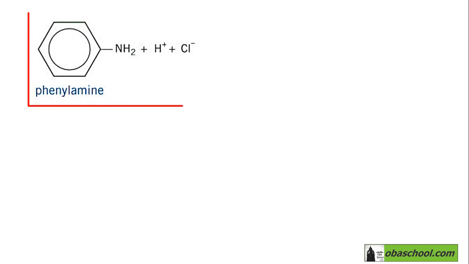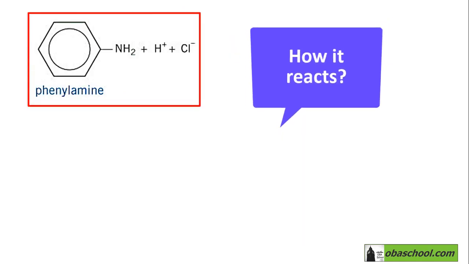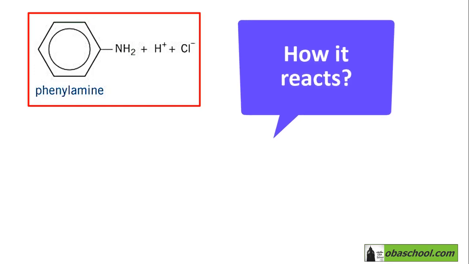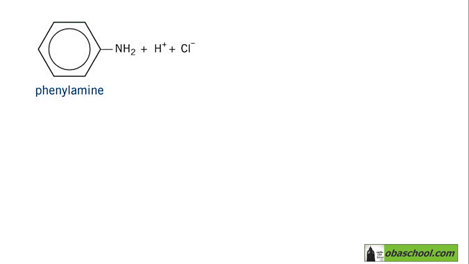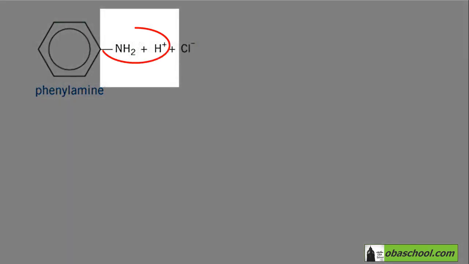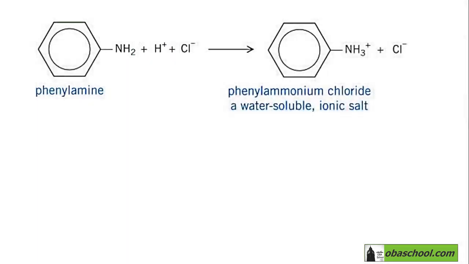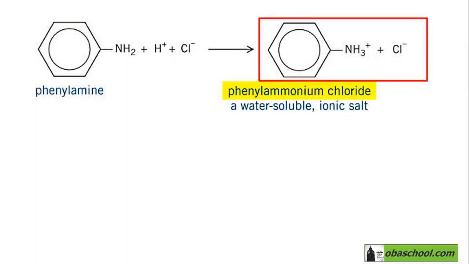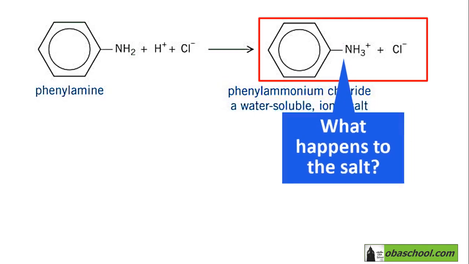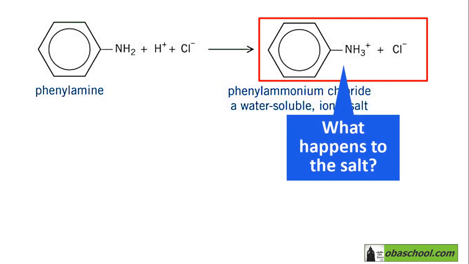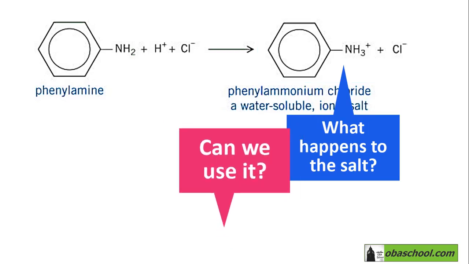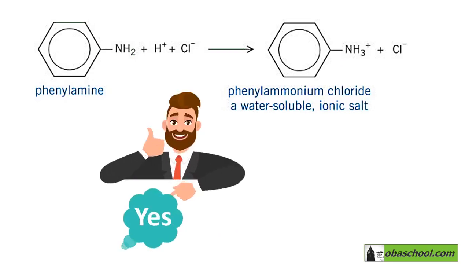Let's take phenylamine. How will the phenylamine react with the acid? Well, it will accept a proton and it will become phenylammonium chloride, which is the ionic salt. What will happen to this phenylammonium chloride salt? Will it stay like that in the solution, or can I do anything with it? Can I use it? Of course, yes.